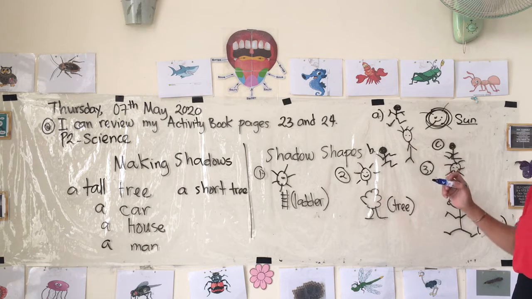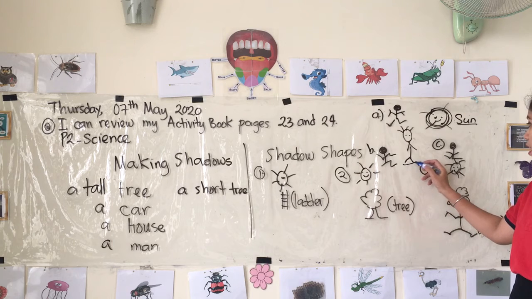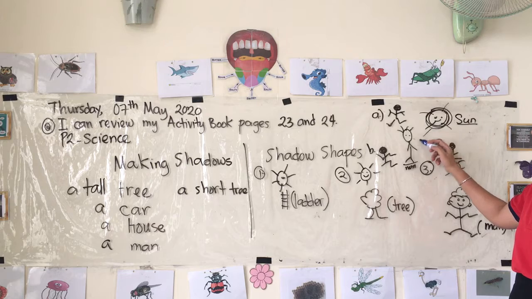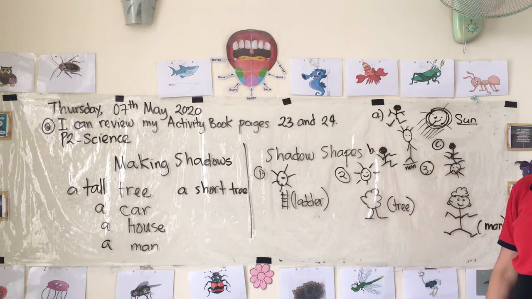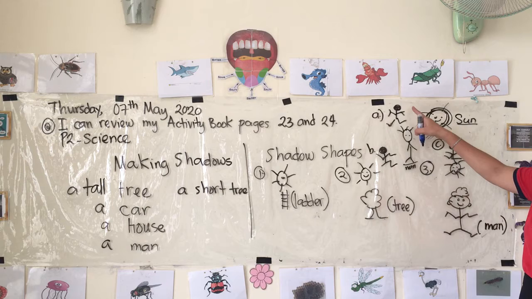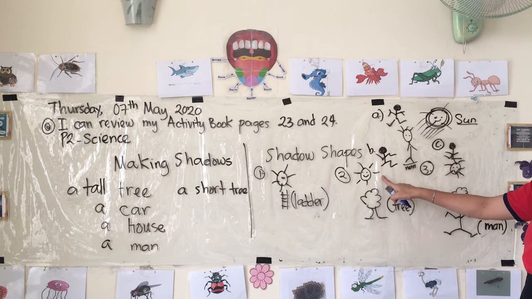And then what's the object here? The object is the man. So the man is blocking the light of the sun. Now, where is the correct shadow of the man? Will be this side, which is A. This side, which is shadow B.